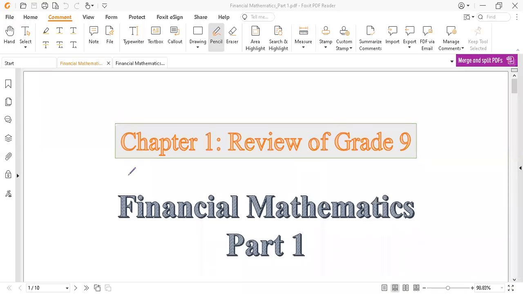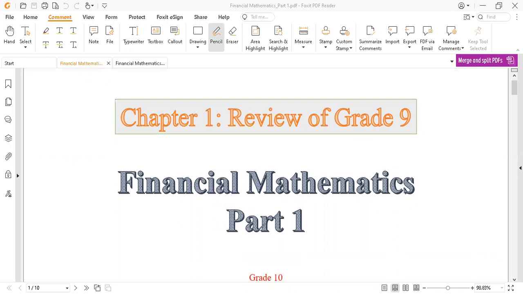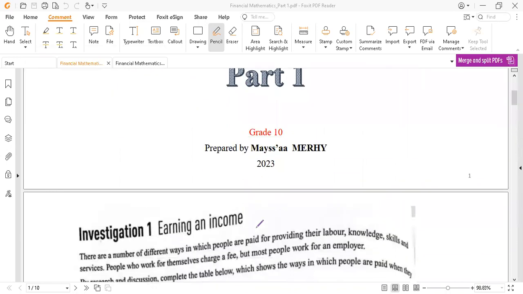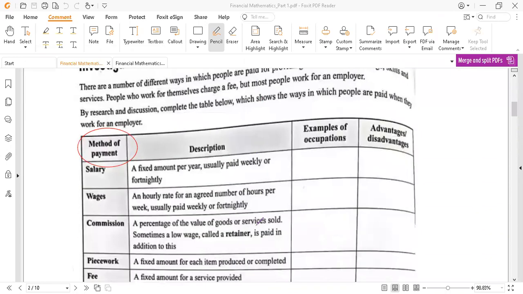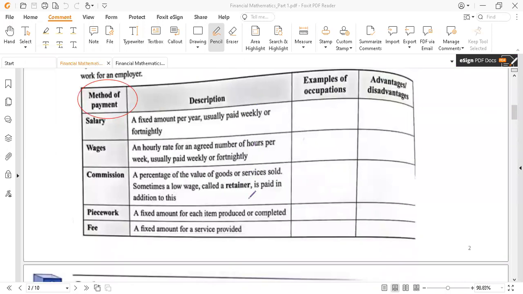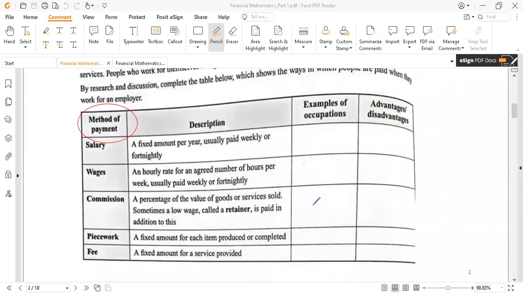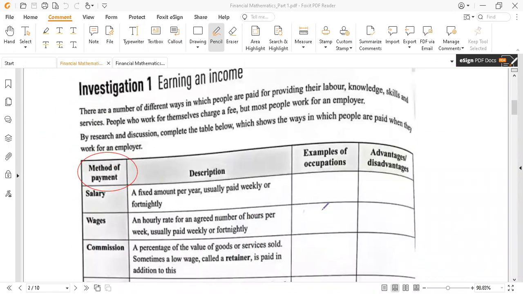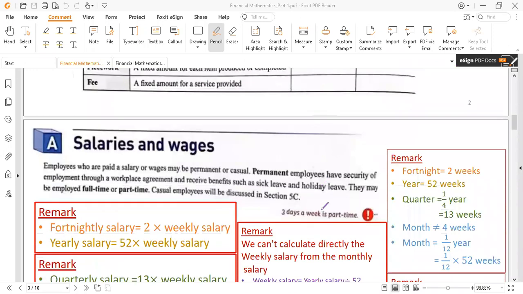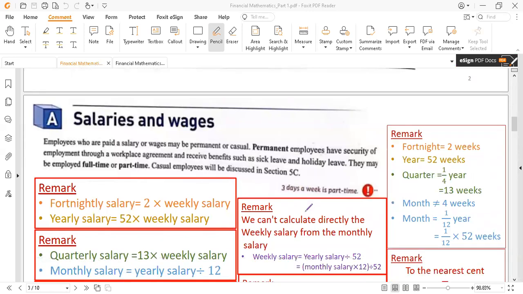Hi everyone. We return again to complete our revision from grade 9, and our session is all about financial mathematics. So we will start with part 1. We should note that we have different methods of payment like salary, wages, commissions, the piecework fee, and a lot of these different methods. And you can find all the important information in this lecture.